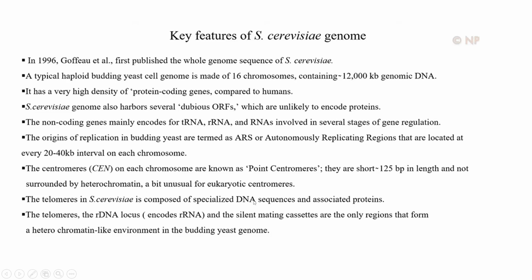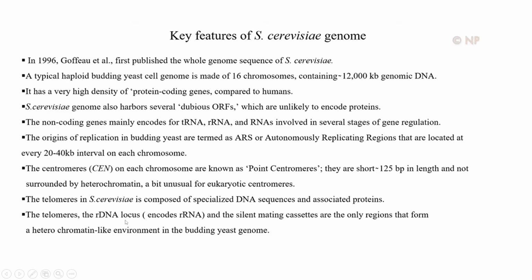And the telomeres are also composed of specialized DNA sequence and associated proteins. Okay, telomeres are also present. And the rDNA is a DNA locus that codes for the rRNA. Okay, and the silent mating cassettes are the only regions that form the heterochromatin. So there are very few heterochromatin regions in Saccharomyces cerevisiae. Most of the regions are protein coding genes only.